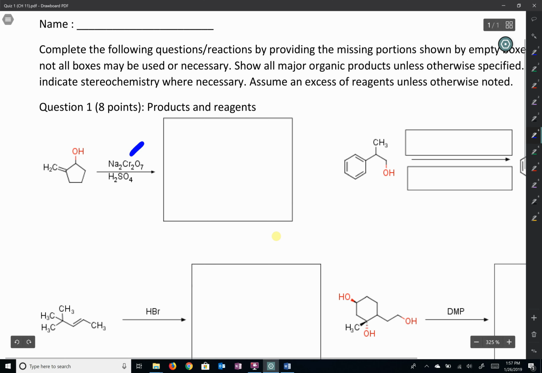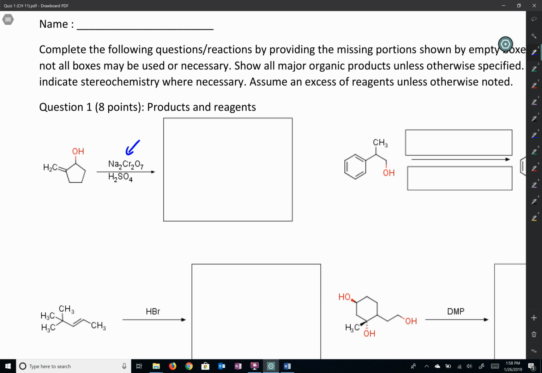We have some kind of transition metal here that is in a highly oxidized state. We have sulfuric acid around, and we can assume that if we have sulfuric acid, we're going to have some water around in this setup also. And so this is a standard setup for an oxidation.